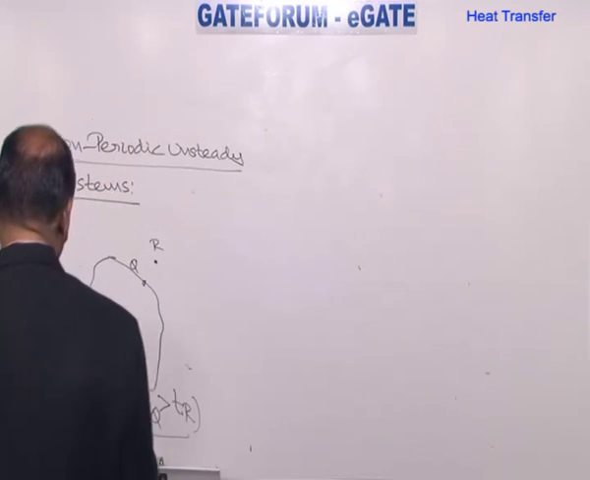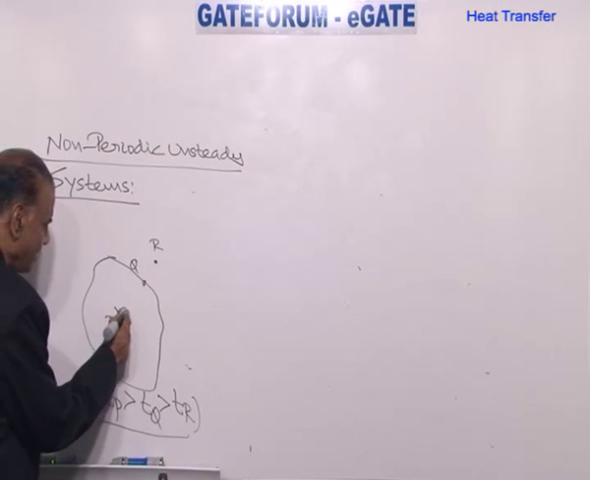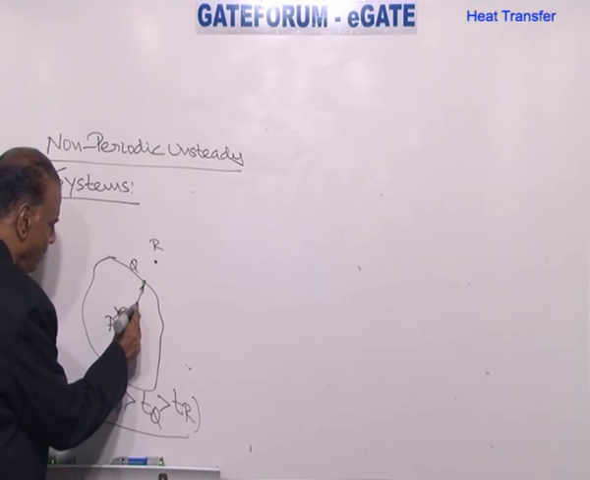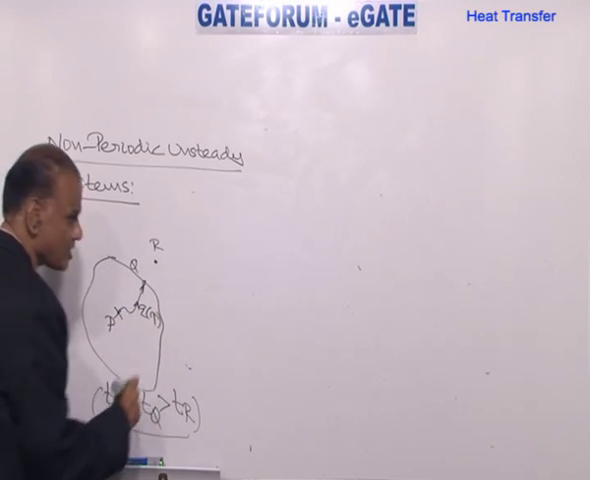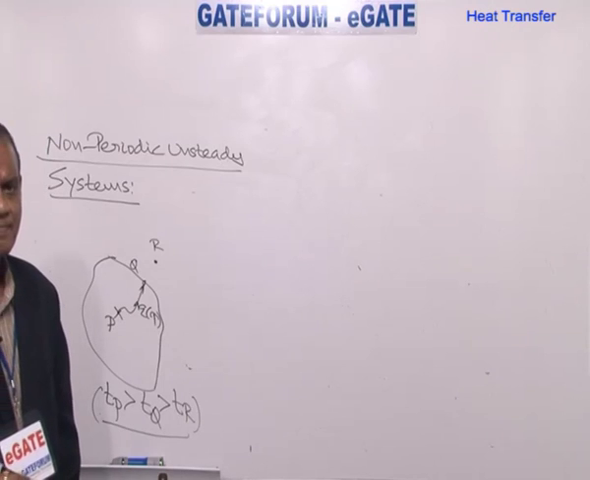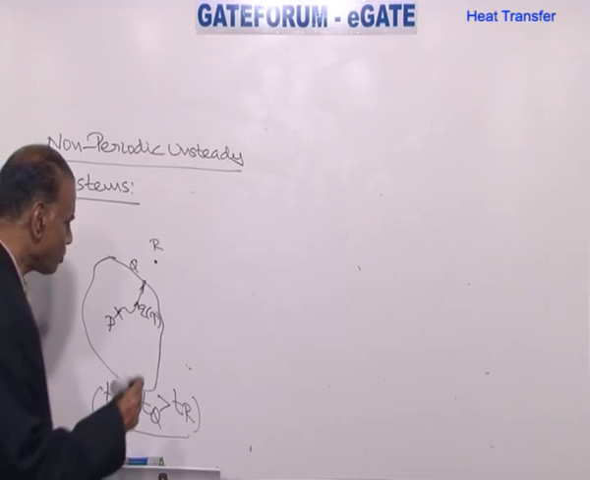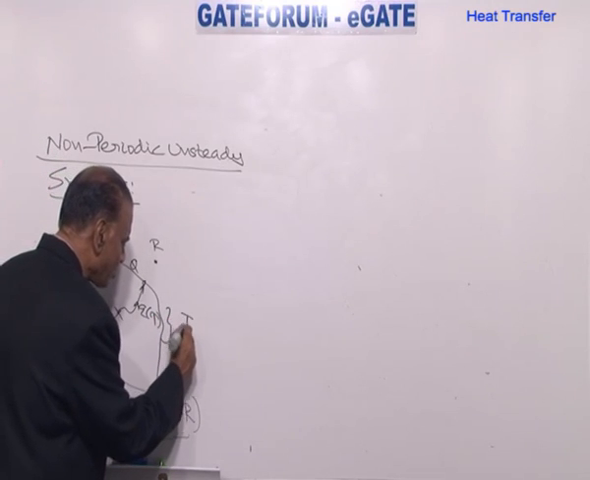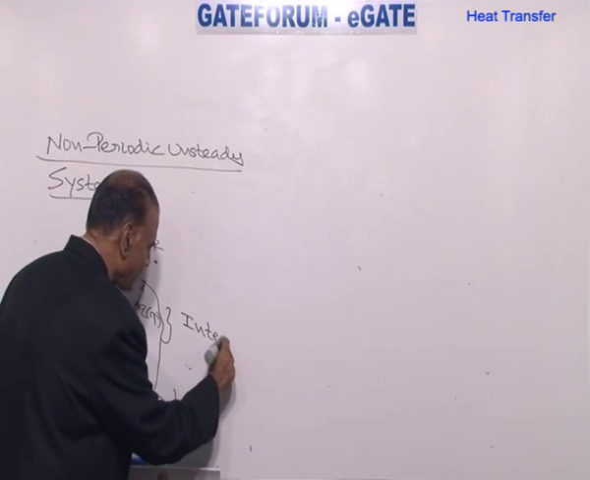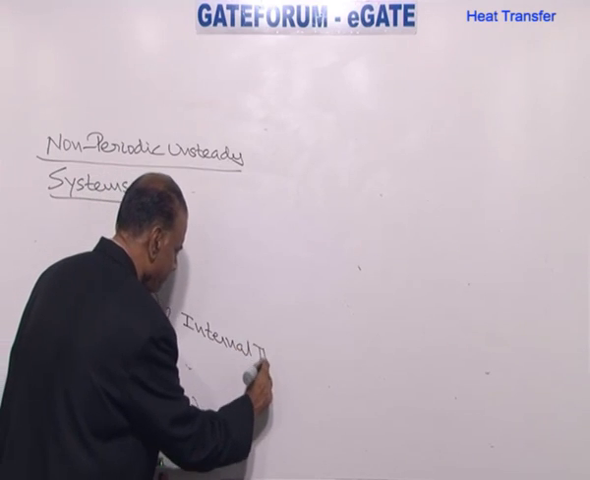As a result of this temperature difference, there is going to be heat transfer from P to Q by conduction, Q(tau). I am writing tau in brackets, indicating that it is unsteady. And the magnitude of this Q(tau) depends upon a parameter known as internal thermal resistance.